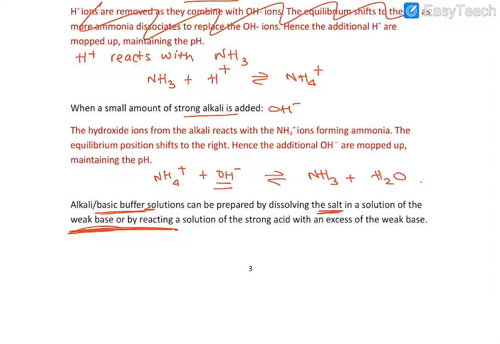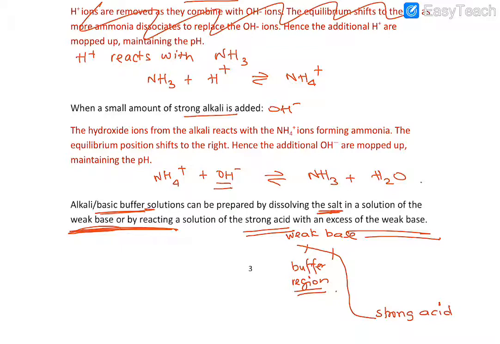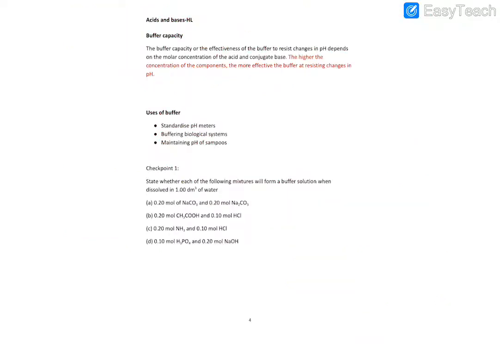For this, you can use a titration of a strong acid and a weak base, and at one point you're going to have the basic buffer. Here you get the buffer region where at the half equivalence point, pOH is equal to pKb. Now, a buffer has a certain capacity, which means it is effective up to a certain point. The higher the concentration of the components of the buffer, the more effective the buffer is going to be at maintaining pH.